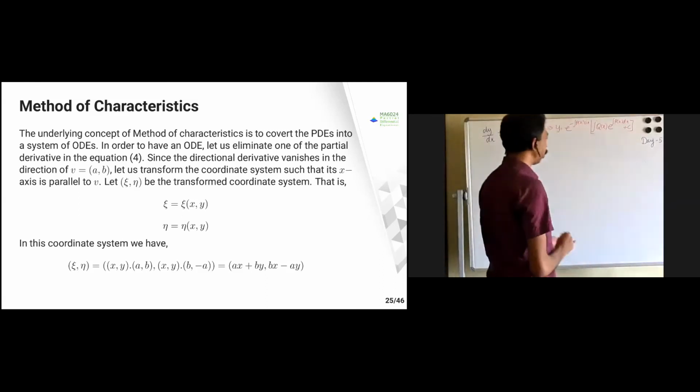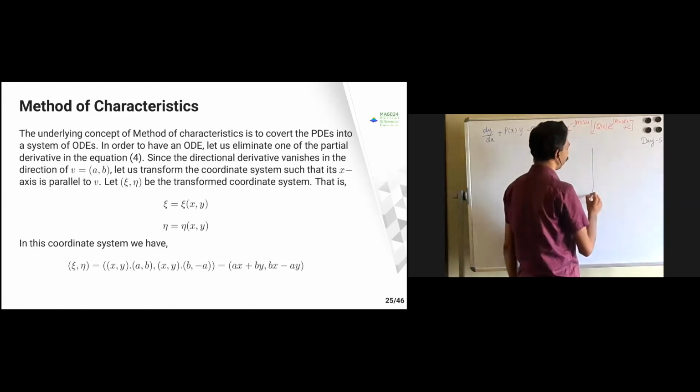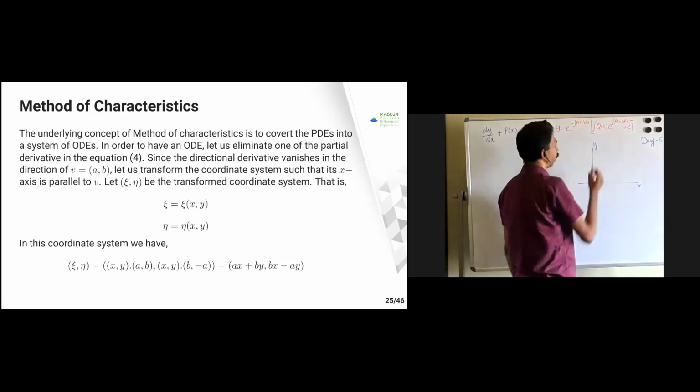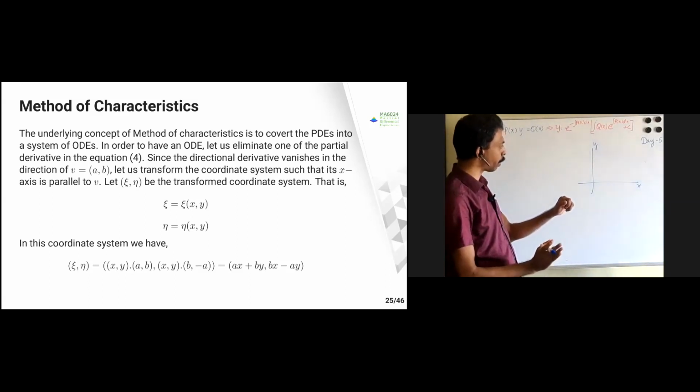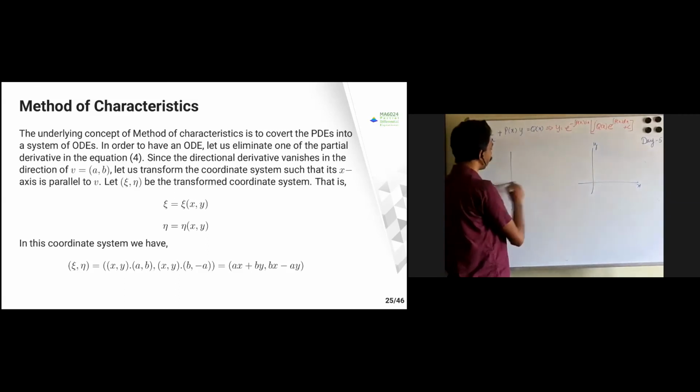So we have the coordinates x comma y here. Now what I am trying to do is change this x comma y, because I had some characteristic lines, right?